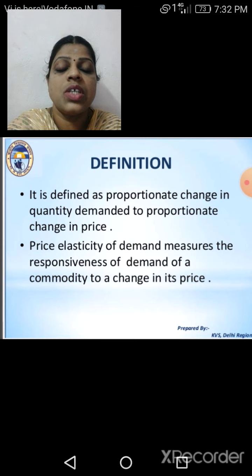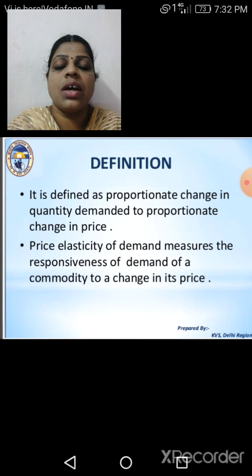That means when the price increases, according to that, the demand also responds. If the price increases, the demand decreases, and when the price decreases, demand increases. So this is what price elasticity of demand is. In this module, we'll discuss the factors which determine this price elasticity of demand.